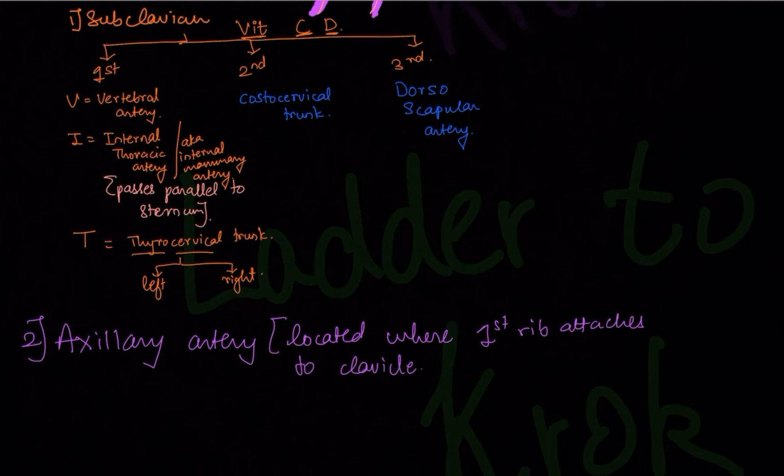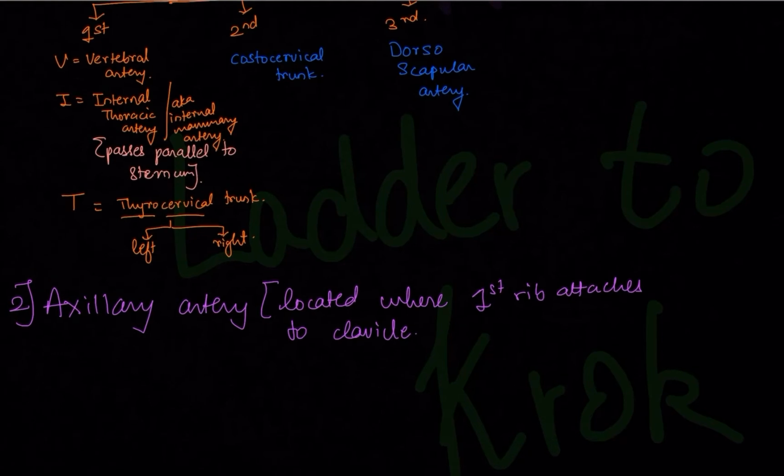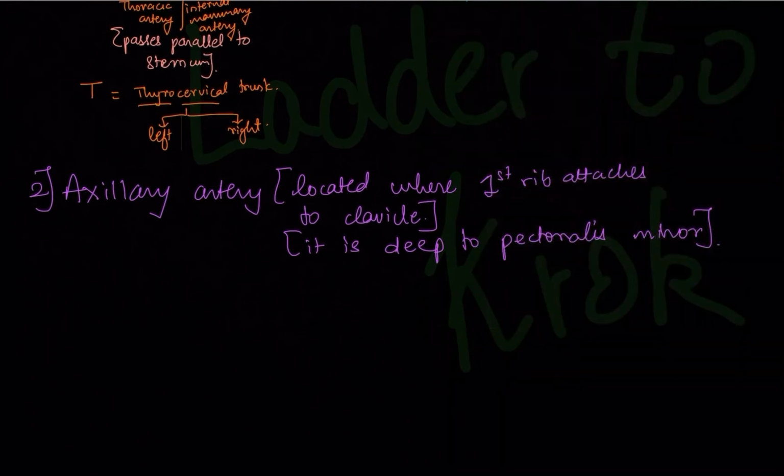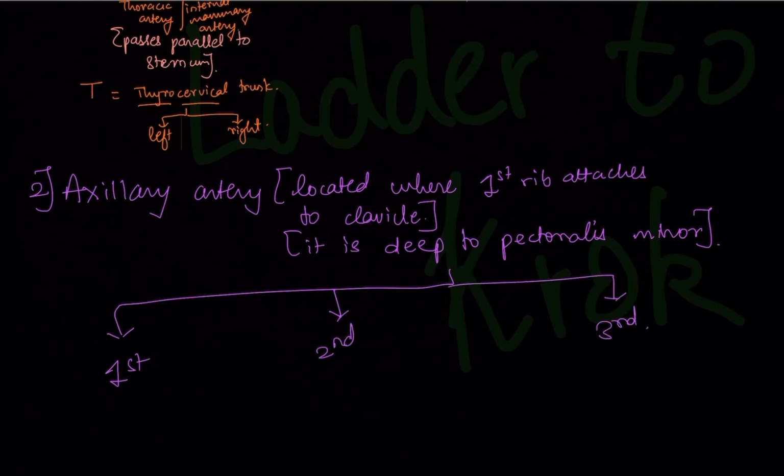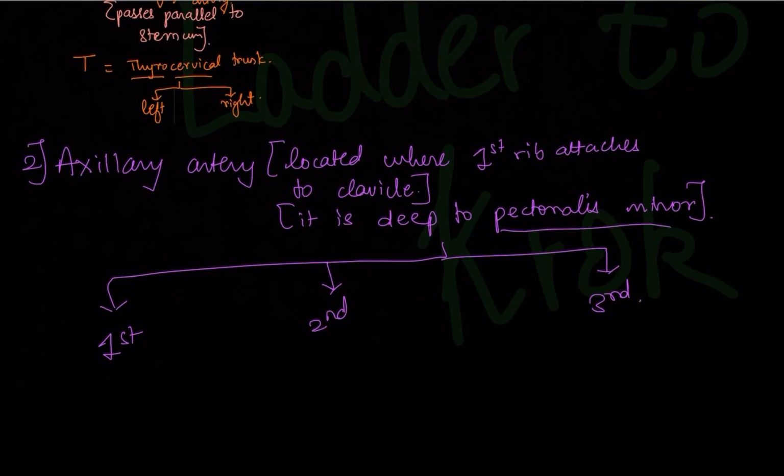Okay, you have to know it. And the second thing that you must know is that it is deep to pectoralis minor muscle. Because it is deep to pectoralis minor muscle, it has three branches, three divisions: the first, the second, and the third. And pectoralis minor helps in giving this division.